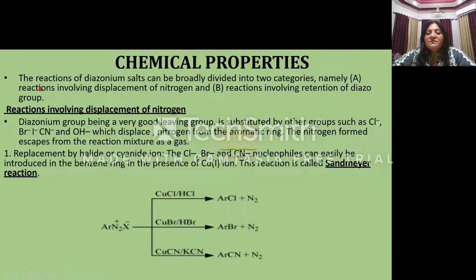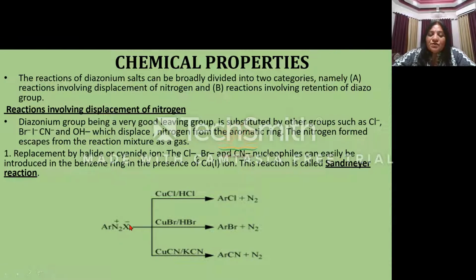First type of reaction is the one in which nitrogen N2 is liberated, and the second type is the reaction in which retention of the diazo group takes place. Now the reactions involving displacement of nitrogen. This is the benzene diazonium halide, aromatic diazonium halide. Ar means C6H5, N2 plus X, we can take Cl negative, suppose.